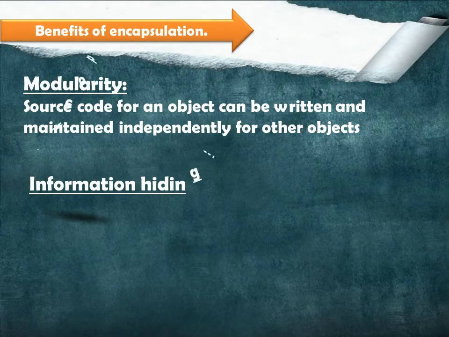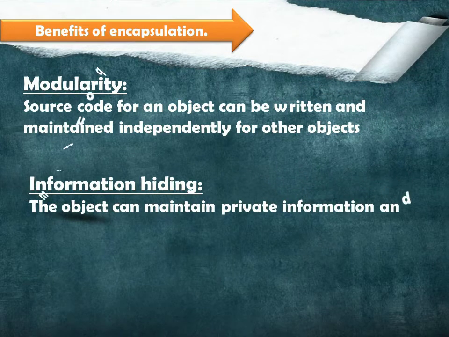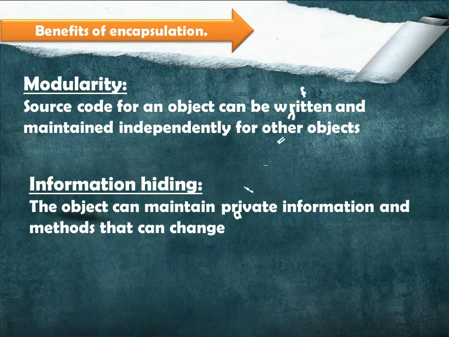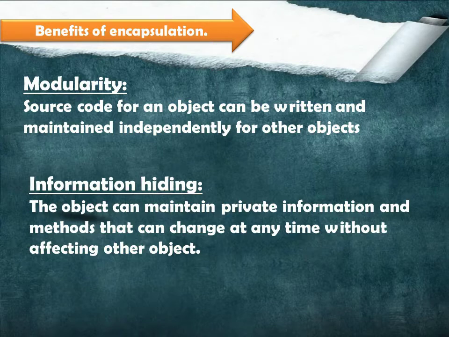What is modularity? Source code for an object can be written and maintained independently of other objects. Information hiding: the object can maintain private information and methods that can change at any time without affecting other objects. So these are the benefits.